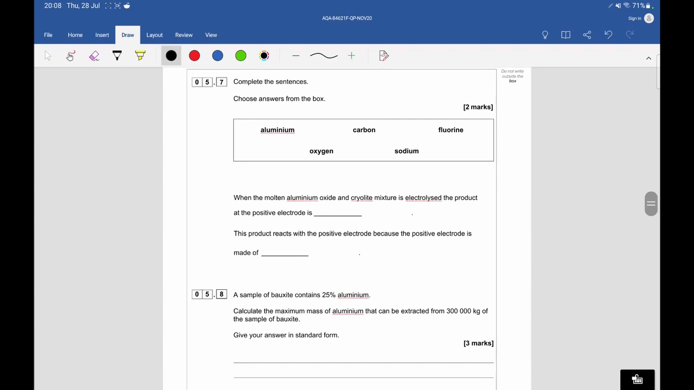Question 5.7 asks you to choose answers from the box here. When the molten aluminium oxide and cryolite mixture is electrolyzed, the product at the positive electrode is going to be whatever is negative, aluminium and oxygen, which is oxygen. The product reacts with the positive electrode because the positive electrode is made of carbon. We know that carbon and oxygen will react with each other.